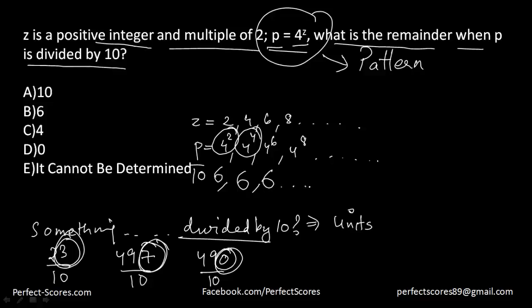That means there is going to be a pattern, and all you have to do is try to find that pattern, right? So over here the units digit will always be 6, hence the remainder when this is divided by 10 will always be equal to 6, right?